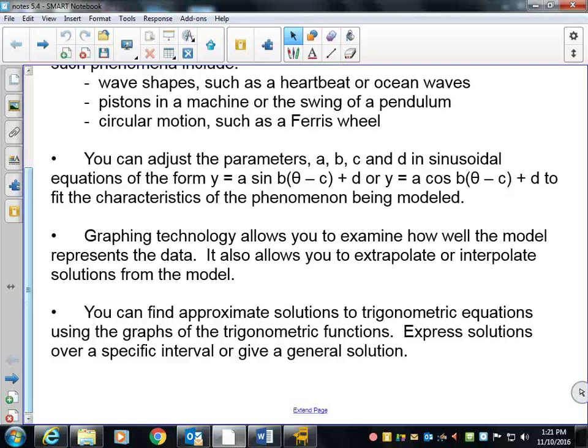Okay? Graphing technology helps you find things. We were using the graphs to find the x value or the y value for that x, or hitting the tan.